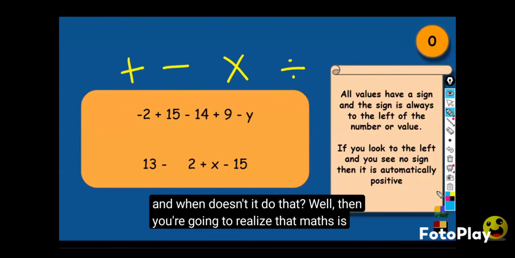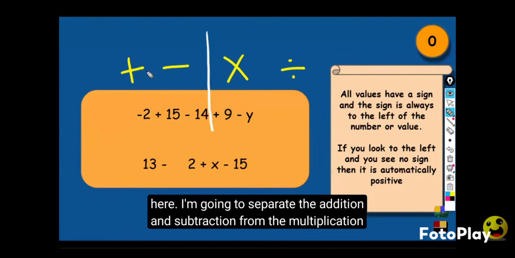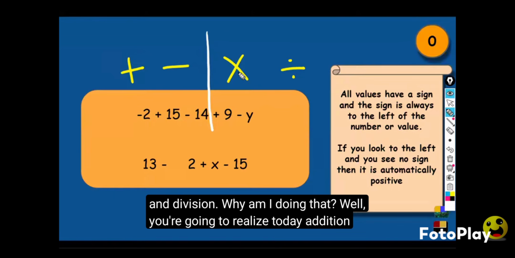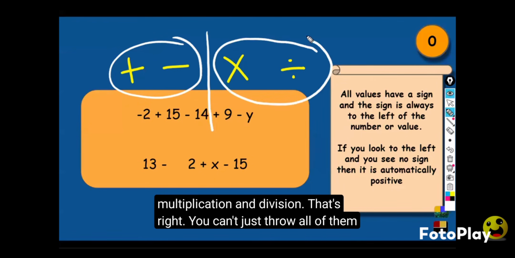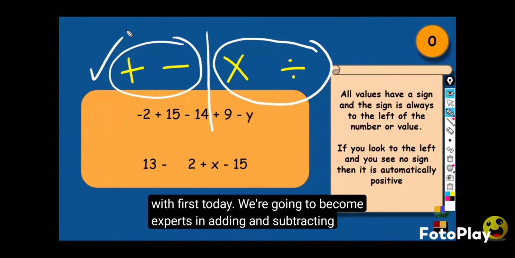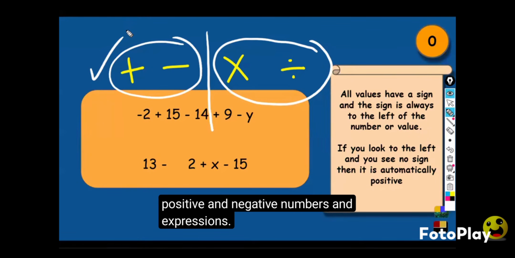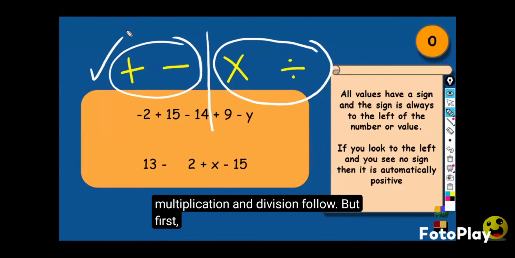Well, you're going to realize that maths is broken up into actually 2 categories. I'm going to put a line down the middle here and separate the addition and subtraction from the multiplication and division. Why am I doing that? Well, you're going to realize today addition and subtraction have totally different rules to multiplication and division. You can't just throw all of them in one bucket. We'll start with addition and subtraction first. We're going to become experts in adding and subtracting positive and negative numbers and expressions. And when we perfect that, then I'm going to show you the totally different rules multiplication and division follow.